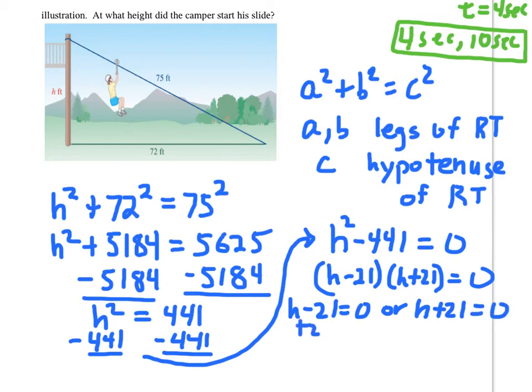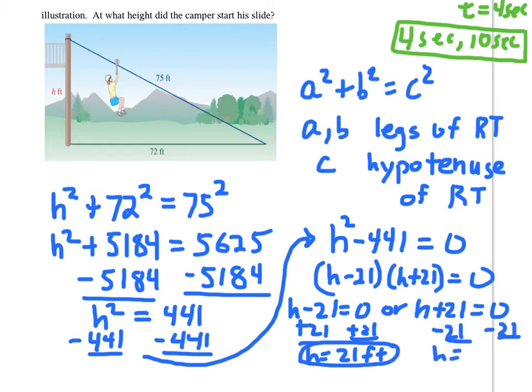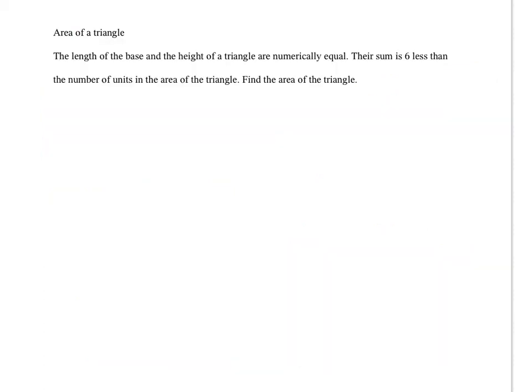So when we add 21, this is going to be our answer of 21 feet. Because the other one is going to get a negative length, and there's no such thing as a negative length. So we'll exclude that one and keep 21 feet as our answer. So you have the length of the base and the height of a triangle are numerically equal. Okay, so let's try to draw that.